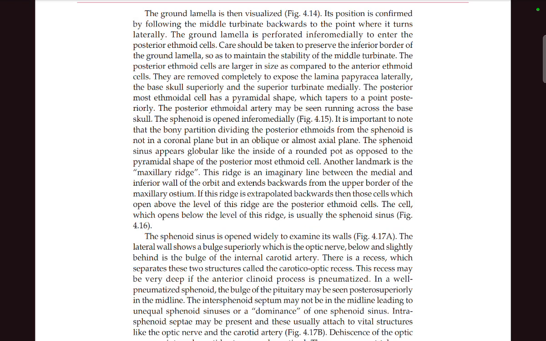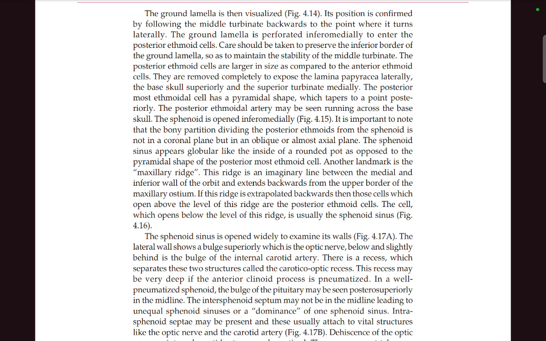They are removed completely to expose the lamina papyracea laterally, the skull base superiorly, and the superior turbinate medially. The posterior-most ethmoidal cell has a pyramidal shape, which tapers to a point posteriorly. The posterior ethmoidal artery may be seen running across the skull base. The sphenoid is opened inferomedially.